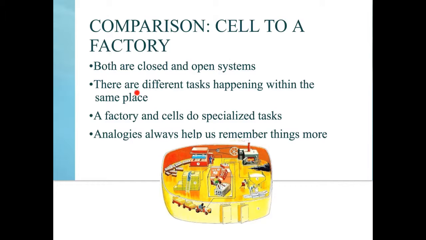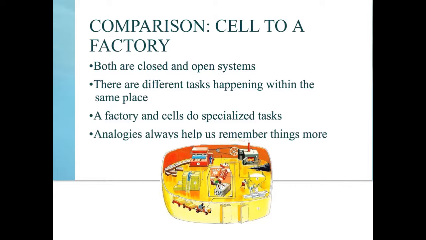Both in a factory and a cell, there are different tasks happening within the same place. As well, a factory and cells do specialized tasks. A specialized task means that it does something particular to its being. For example, we have factories that make makeup, factories that produce food, factories that cut and produce wood and metal, chemicals, cars. They do specialized tasks where they only make certain products over and over again.